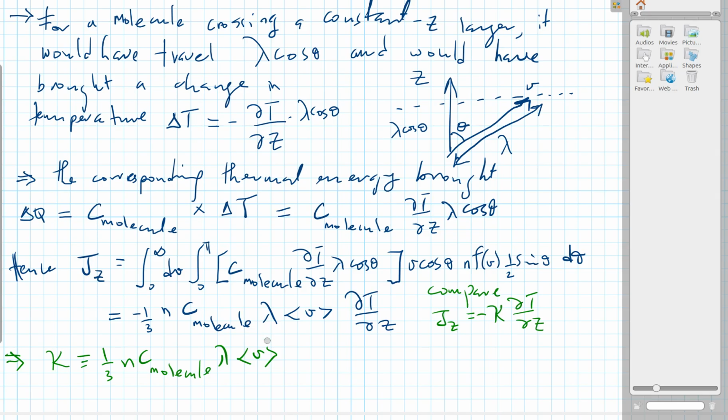This expression can be reduced to 1 over 3 CV times mean free path times average speed, where CV here is equal to the number density of the molecules times the specific heat of a single molecule. And this is specific heat, defined as heat capacity.